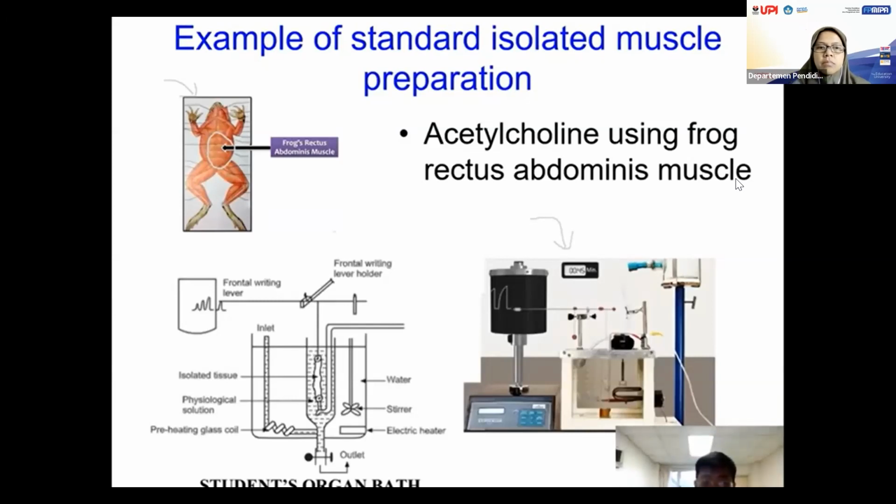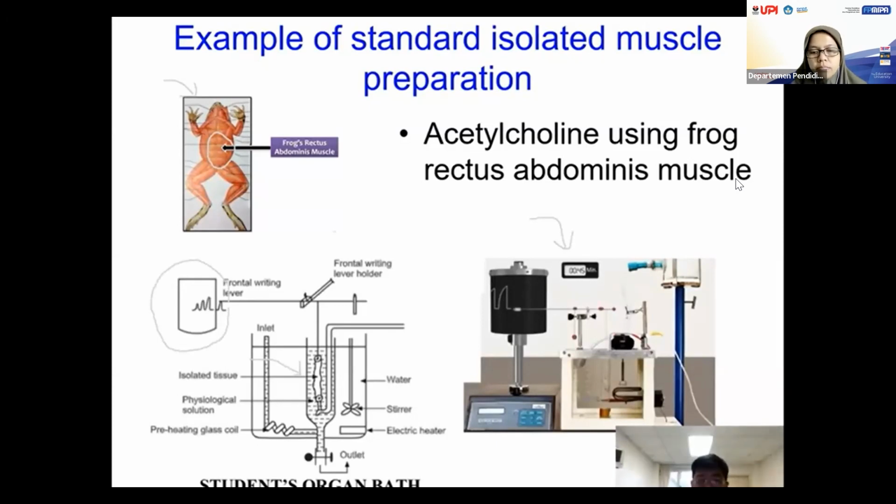So when they add into the tissue, like you can see over here, right? They add it, and then after that they have this something here, and then after that there's this frontal writing lever, right? So when it's exposed to this chemical, this tissue will, to some extent, contract or expand. Okay, it depends on what kind of tissue you're dealing with.